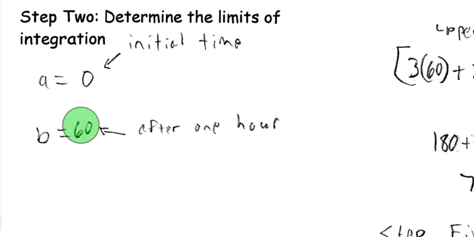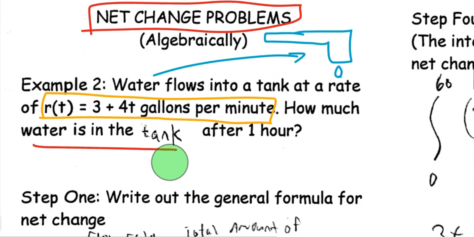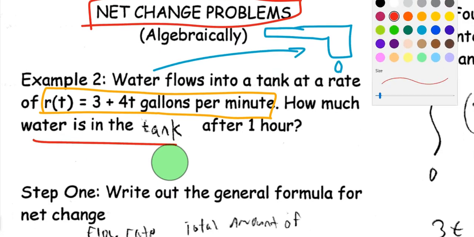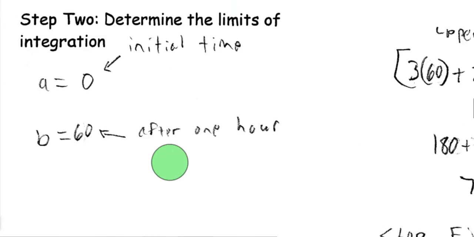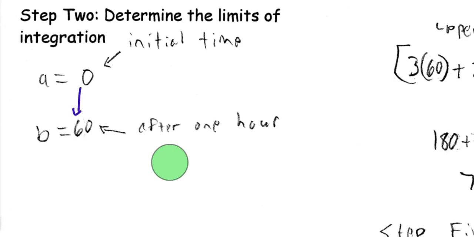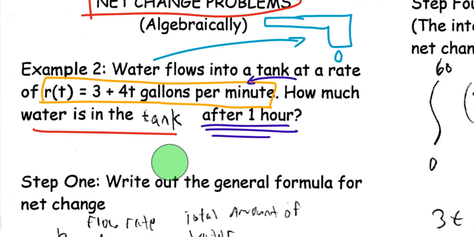So we're going from 0 to 60 because it says after 1 hour. In fact, I will go ahead and underline that because your rate formula is in terms of minutes, but it's saying after 1 hour. So that means you have to be going from 0 to 60 minutes. So we want to figure out how much water is in the tank after 1 hour. Pretty cool problem. You can't just plug in 1 and say, well, there's 7 gallons in the tank. No, that's the flow rate.